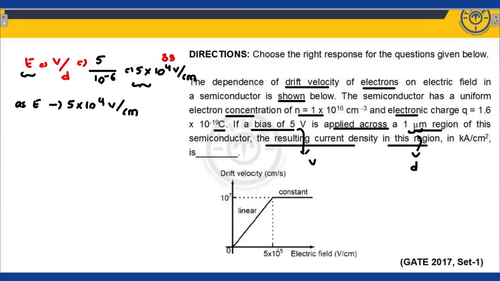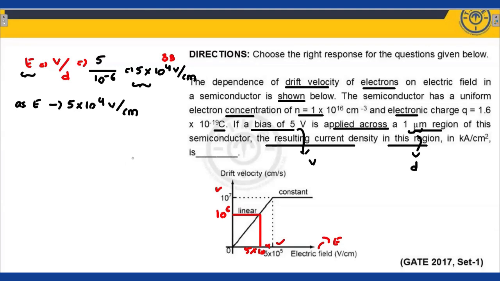So this is the electric field, the E value. If it is at 10 power 5 here, and if it is at 5 into 10 power 4, then what is the corresponding value, my dear friends, for the drift velocity? The corresponding value is 10 power 6, since 10 power 7 corresponds to 10 power 5, and 5 into 10 power 4 gives this 10 power 6 value.